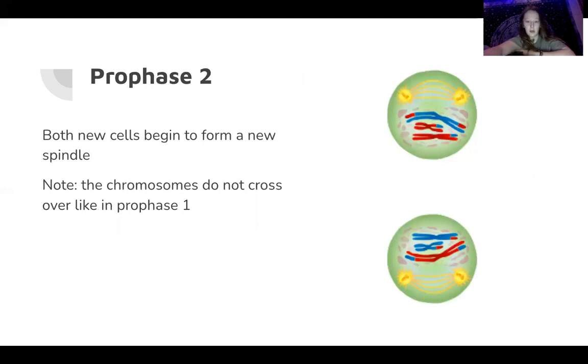After these 2 cells are created, new spindles start to form, as you see, and there's not a crossover in this phase. It isn't as exciting. It's just basically these yellow things starting to form.